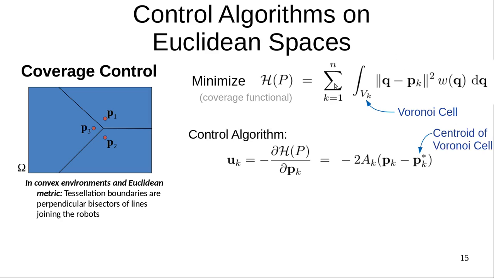The control algorithm is to follow the negative of the gradient of the coverage functional, and that once again you can compute in closed form, and this is what we get. To summarize, what this says is that each robot needs to take a step towards the centroid of its respective Voronoi cell.